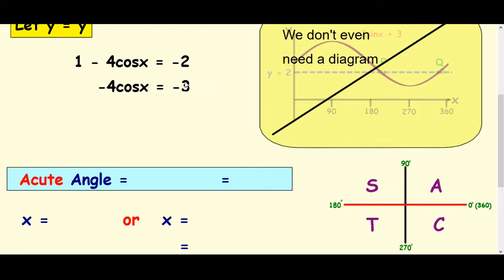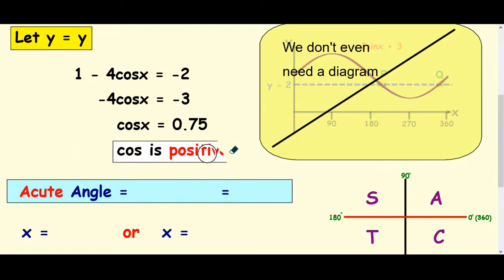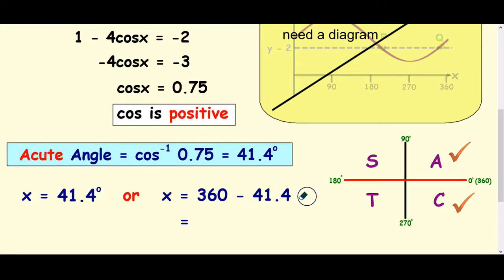Now negative 3 divided by negative 4, really important there, that's positive 3/4, which is 0.75, because the two negatives cancel each other to give you a positive answer. So we know cos is positive. So get my acute angle, inverse cos 0.75, positive value always, but there only is a positive value there. That comes out to be 41.4. Where's cos positive? Well, that's all and cos. So my first answer is the 41.4. And the second answer, subtract from 360, and you'll get 318.6.